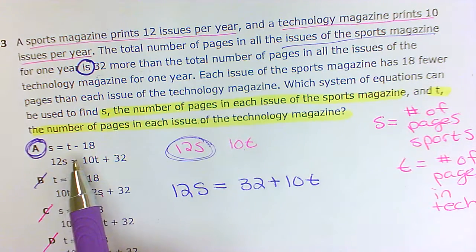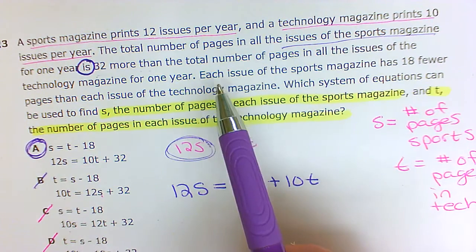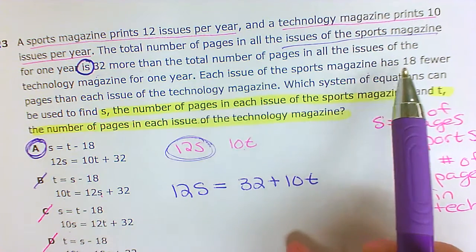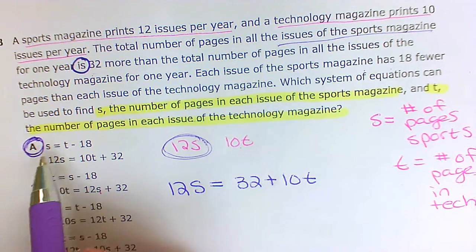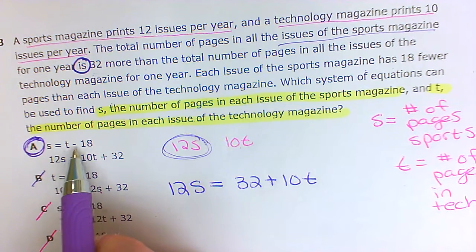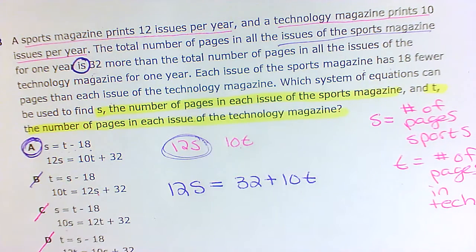So looking at the rest of it, if I was doing the other part, they said each issue of the sports magazine has 18 fewer pages than each issue of the technology magazine. So sports are equal to the technology minus 18. That also makes sense, so this one has to be answer choice A.